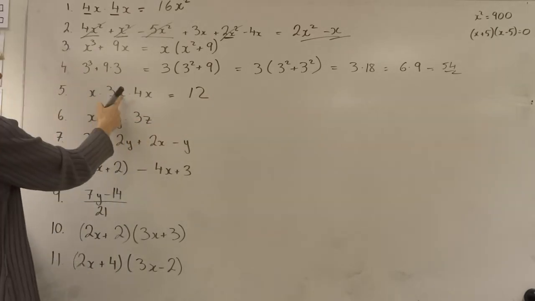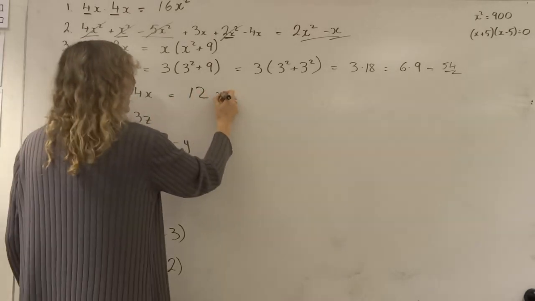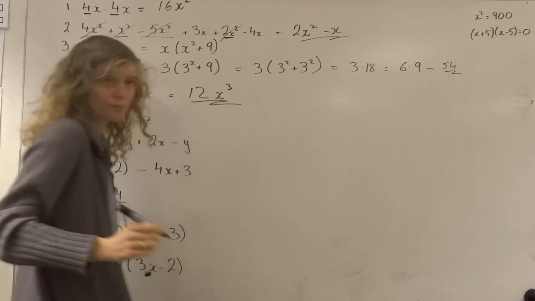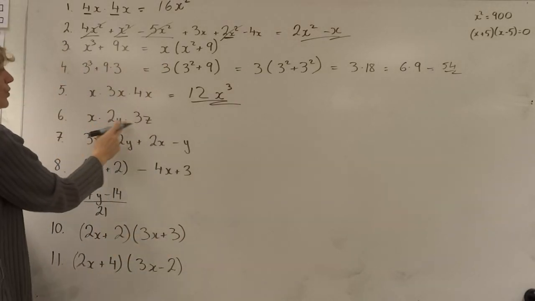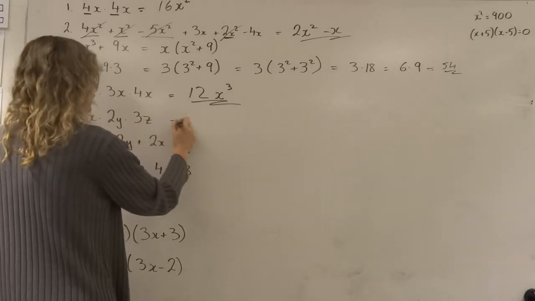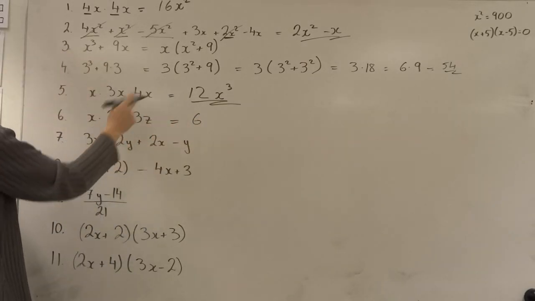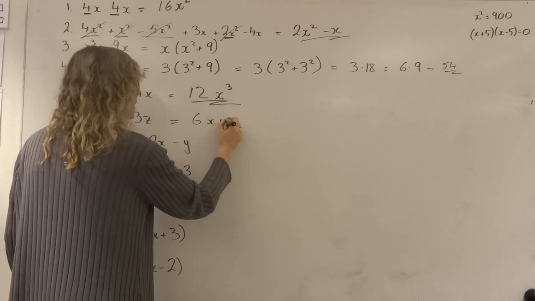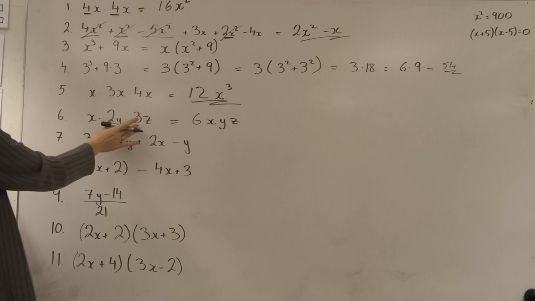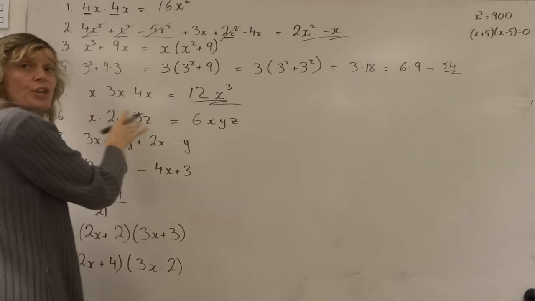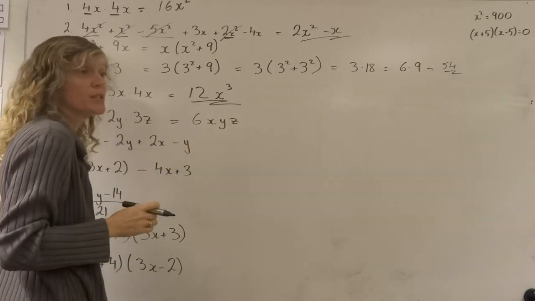We have an x times an x times an x, so that would be x cubed. 12x cubed. Here we have a 2 times a 3, which would give us a 6. And then we have an x times a y times a z, which we would write as xyz. These terms are all multiplied together. So first we're looking for numbers, and then we just put the terms after each other in alphabetical order.